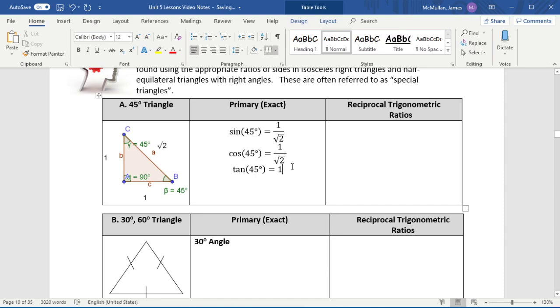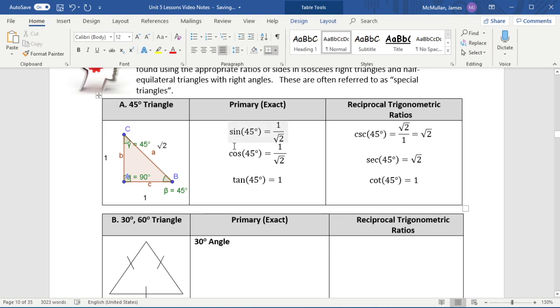Now the reciprocal trig ratios, let's just copy paste them. We know that sine becomes cosecant, cos becomes secant, and tan becomes cotan. And all of these answers are simply the same answer but flipped over. So instead of 1 over root 2, I'm going to put the root 2 over the 1, which is just equal to root 2. Again, secant is the same thing. It's just equal to root 2. Cotangent is equal to 1 because the reciprocal of 1 is just still 1.